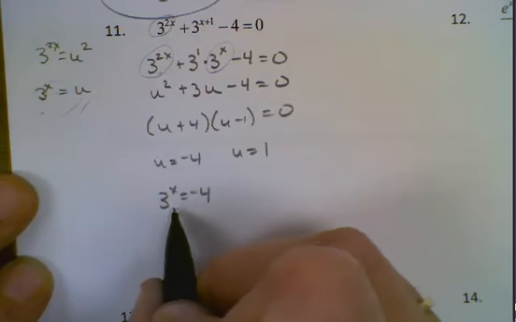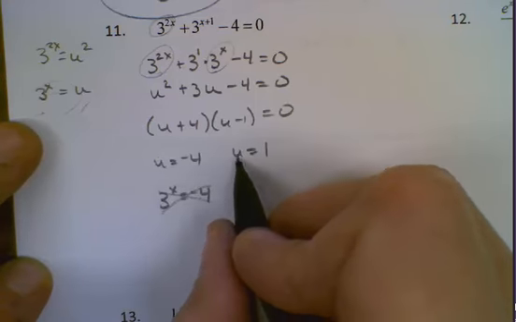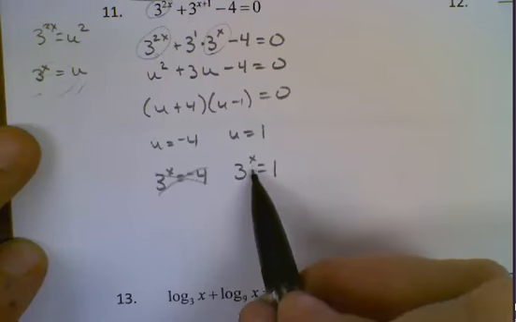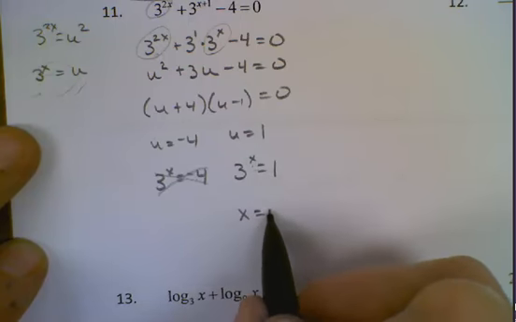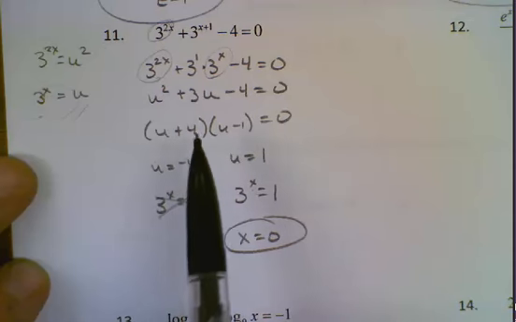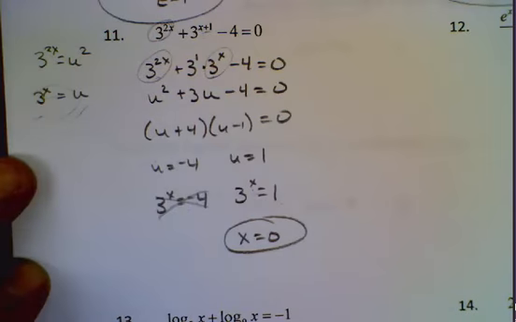well, that can't happen. You can't have an exponent equaling a negative, an exponential. If I put in 3 to the x equals 1, I ask myself 3 raised to what power gives me 1? That would be 0. So my only answer is 0. So you need to recognize that as a quadratic and recognize this means 3 times 3 to the x.